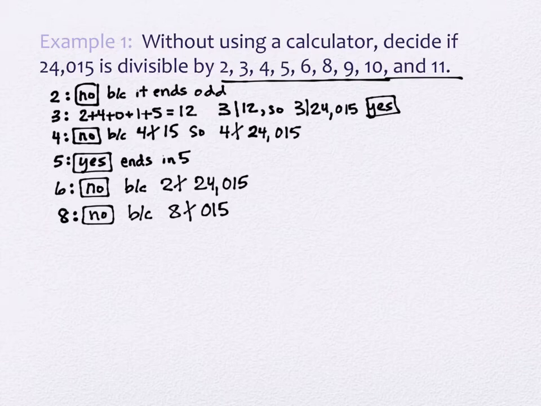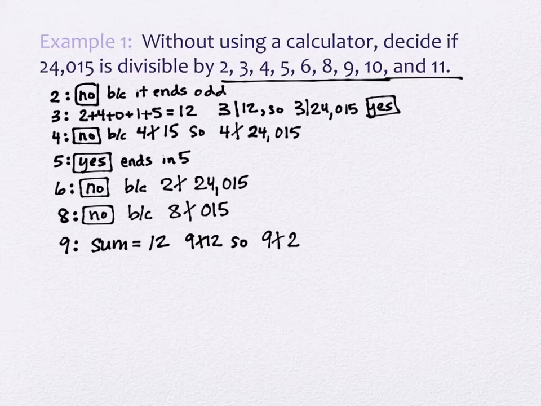9, that's my next one. How do I know if something's divisible by 9? We add the digits. We already did that once. So what was the sum when we did it before? 12. The sum was 12 back for the divisibility by 3. So does 9 divide 12? No. So 9 does not divide 24,015.